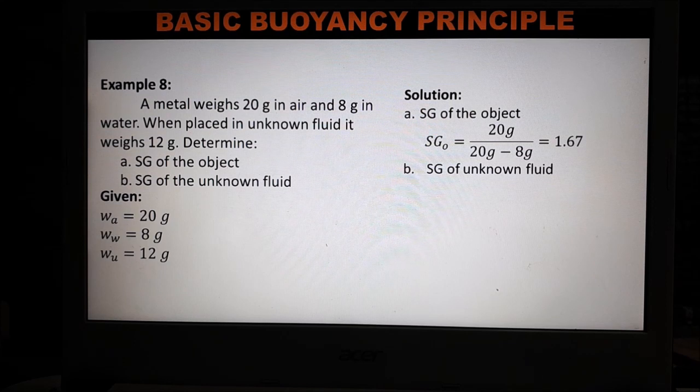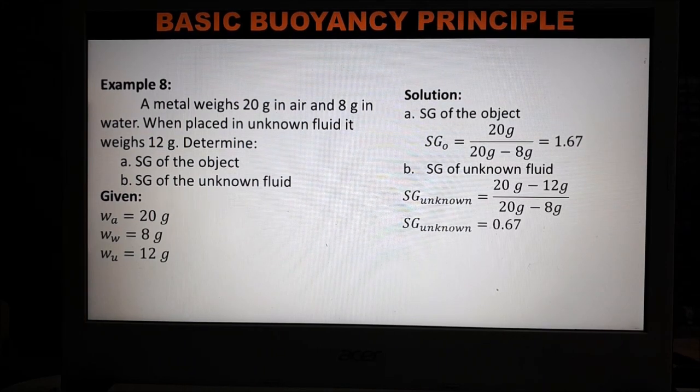Now for the specific gravity of the unknown fluid, we can use the formula weight loss in the unknown fluid all over the weight loss in water. Substituting the values, we have the weight in air minus the weight in unknown fluid all over the weight in air minus the weight in water. And the value of the specific gravity of the unknown fluid is equal to 0.67.